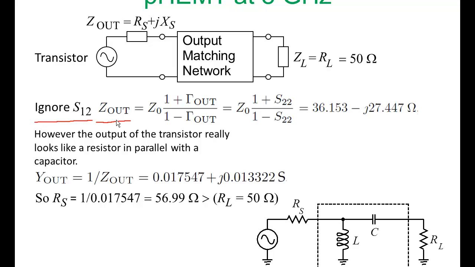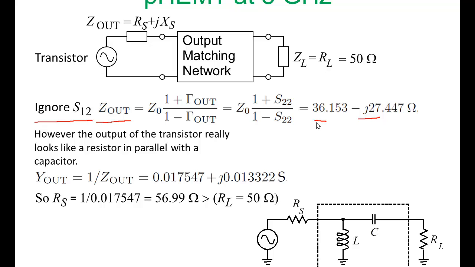Here we're designing the output matching network. Z out, when we do the calculation, is Z0 times (1 plus gamma out) over (1 minus gamma out). We're ignoring S12, so gamma out is just S22, and Z out comes out as 36 ohms minus j27 ohms. So it looks capacitive with a resistance.